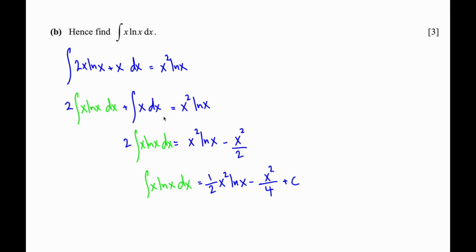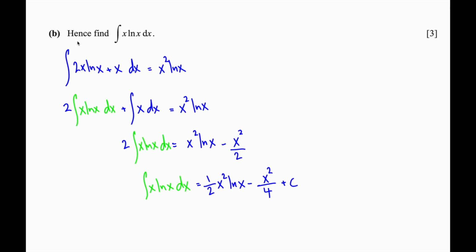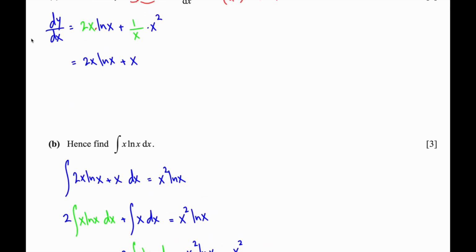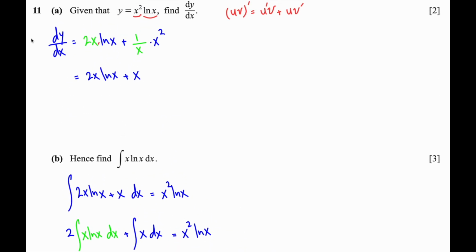In part B, I have to find the integration of x ln x with respect to x using what I found in part A, because they're using the word hence. So let's go back to part A and see what actually happened. Well, since integration is nothing but antiderivative, that means over here, if I take integration of this, I should get back to where I started taking the derivative, and that's what I wrote down here.